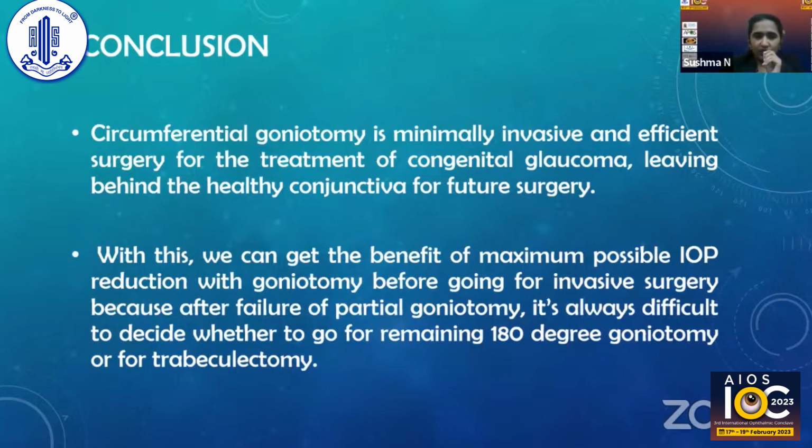So my conclusion is, with this 360-degree goniotomy, we can get the benefit of maximum possible IOP reduction in a single procedure. Many times if we are doing partial goniotomy and again the pressure is borderline, it's very difficult to decide whether to go for another 180-degree goniotomy or simply go for trabeculectomy. In this way, this is important, and the IOP reduction and the results are really impressive.